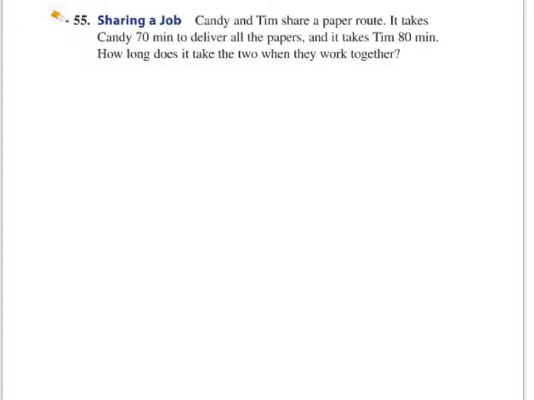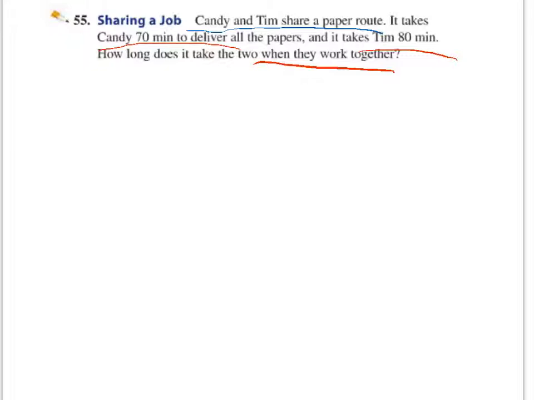In this situation, our people are Candy and Tim, and they share a paper route. Candy takes 70 minutes to deliver all the papers, and Tim takes 80 minutes to deliver all the papers. So what we want to know is, how long does it take them if they work together? It should be some number less than 80, and it might even be less than 70. Candy should be able to work faster if Tim's working with her.